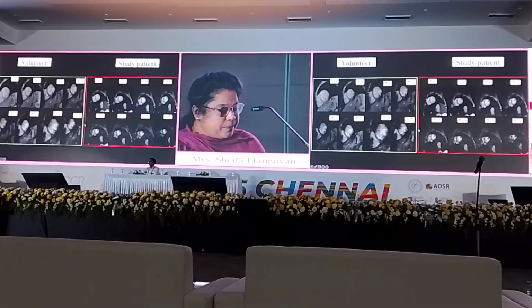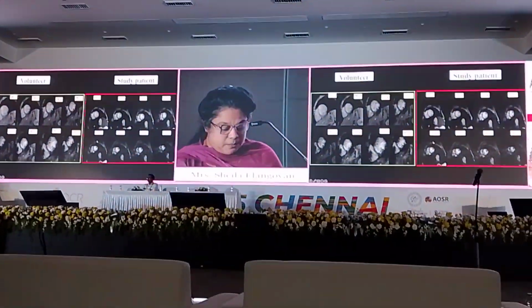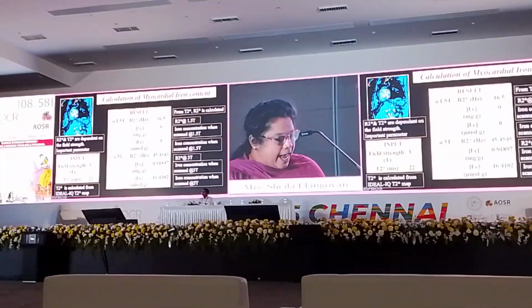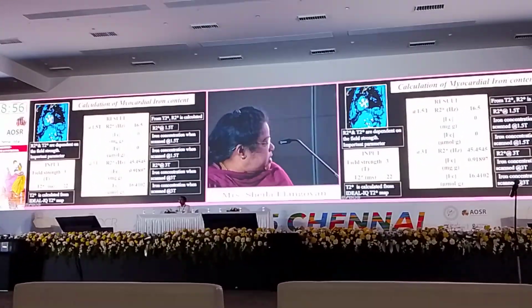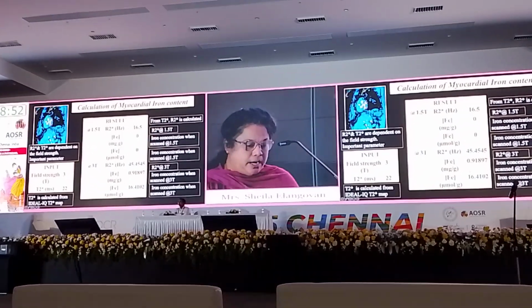Whereas in the second set of images, you can see dephasing, which is proportional to the amount of iron content in the myocardium, right? So again here, you quantify, you take the average of the T2 star value, feed it here, and you get the corresponding R2 star value and the iron content.